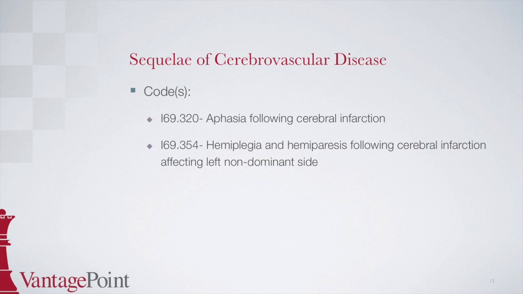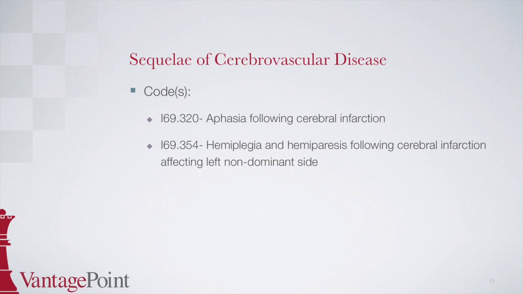The first code is I69.320, aphasia following cerebral infarction. This code can be located by starting at aphasia in the alphabetic index and then locating the term following. Indented below this is cerebrovascular disease and then cerebral infarction, which points to I69.320, which you would then confirm in the tabular.